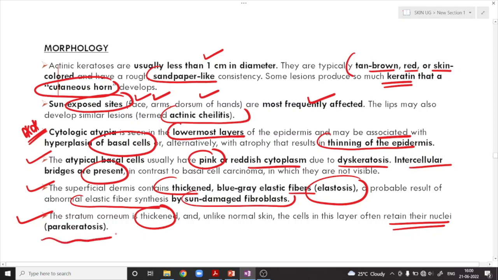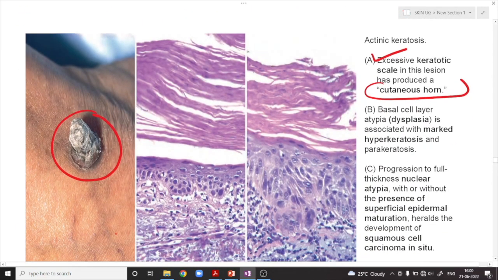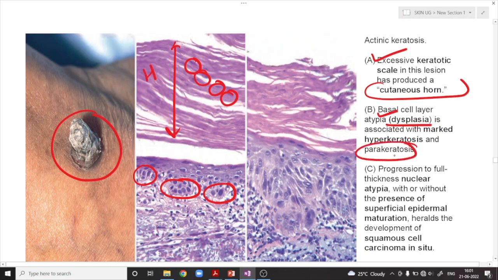From the previous lecture, I hope you remember what parakeratosis is. Parakeratosis is not very specific for actinic keratosis, but it is specific for some kind of underlying pathology that might be there. If you can appreciate in this particular diagram, this is the layer of keratin that we can see, and in this keratin layer, some parakeratosis or retention of the nucleus is there. Very importantly, the lesion starts out with dysplasia, hyperchromasia, and pleomorphism in the lower layer. So basal cell atypia or dysplasia is associated with marked hyperkeratosis. So there is an increased amount of keratin, and along with that, parakeratosis, that is retention of the nucleus in the upper layers, is also seen in this diagram.